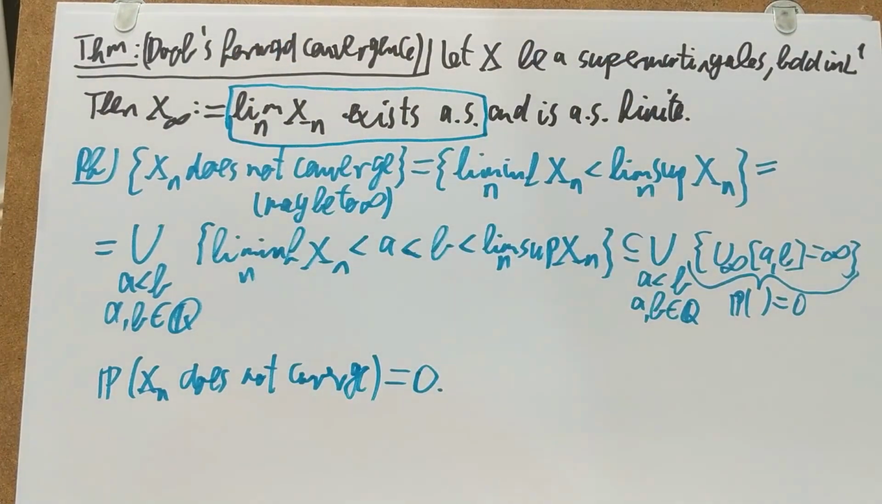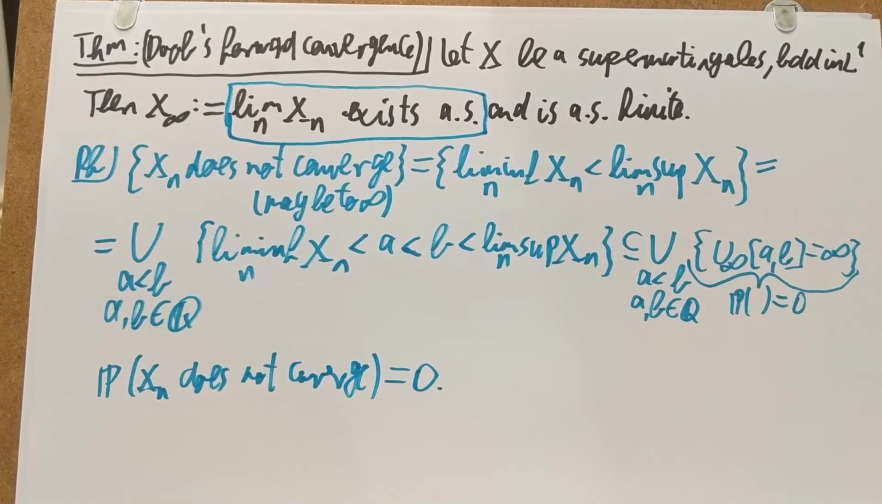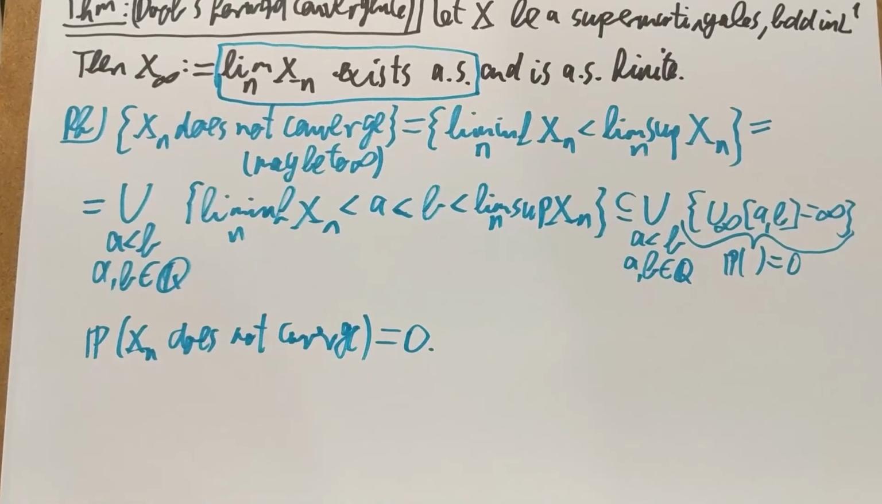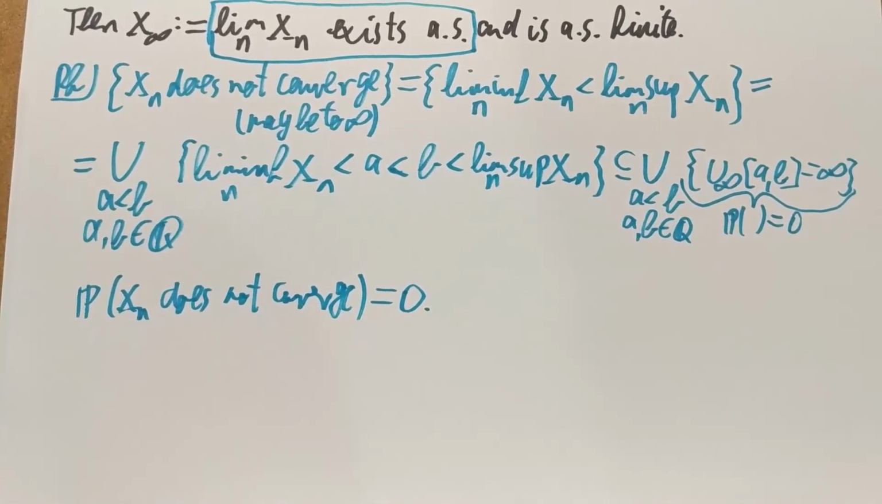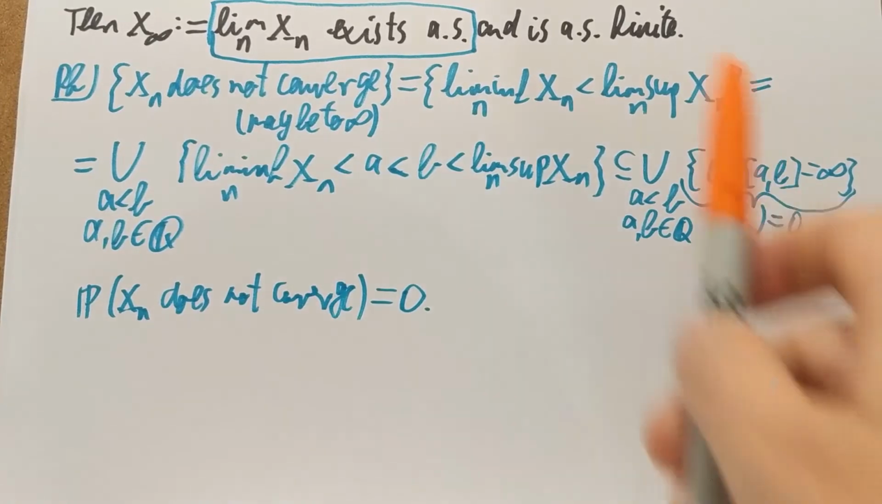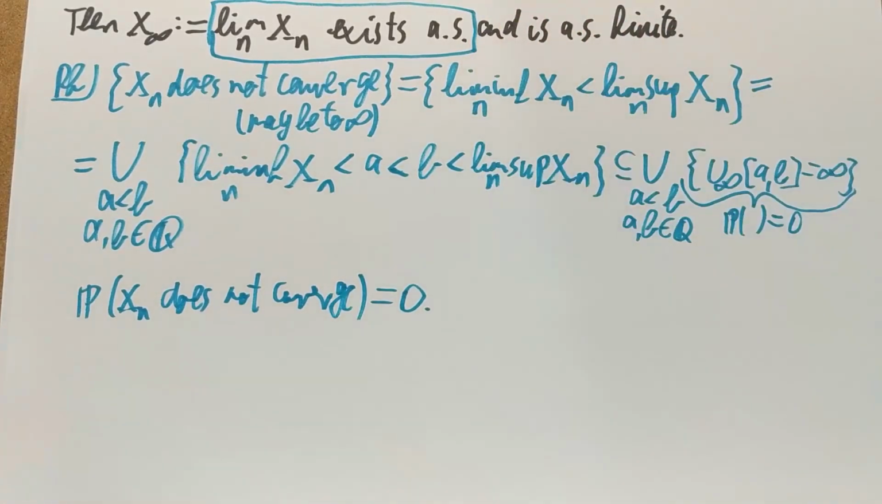Okay? The probability that it does converge is 1. But we still need to prove that the thing is finite. So let's see how we do that. We need to prove the second bit here, that the limit is almost surely finite, and for that we just use Fatou's lemma.